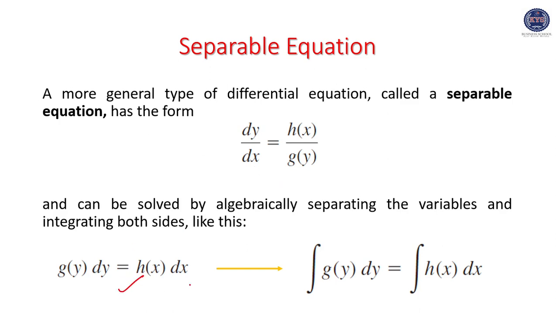Okay, so next, put the symbol of integration, because our objective is to solve for our dependent and independent variables, right? So therefore we put a symbol of integration. Therefore you will get integrate gy dy equal to integrate hx dx. Remember, x with x, y with y. You cannot integrate gy with respect to x. That is wrong, so you have to put dy as well.